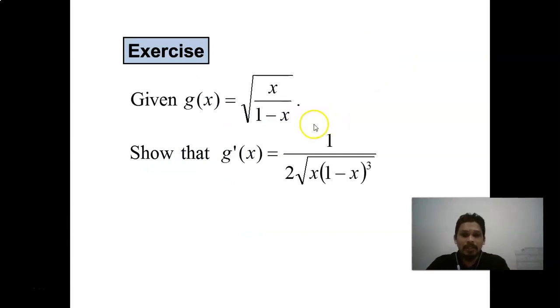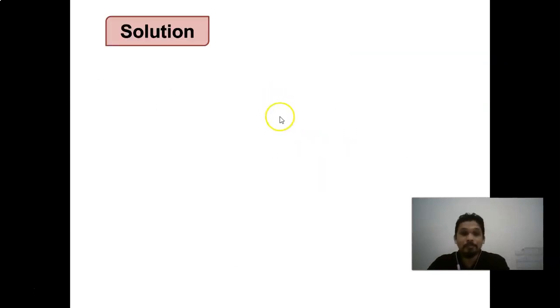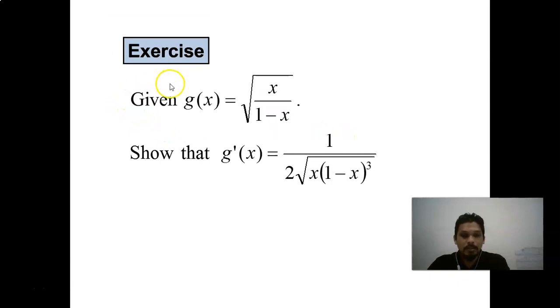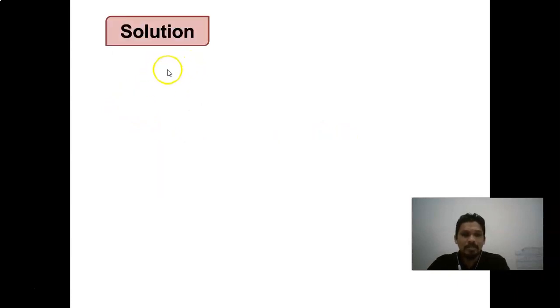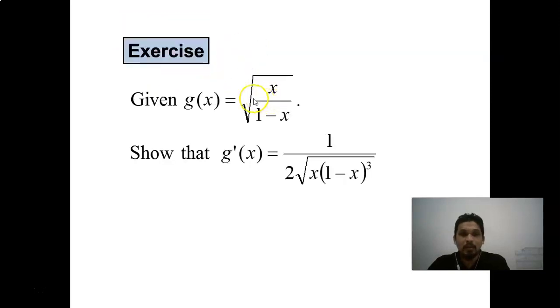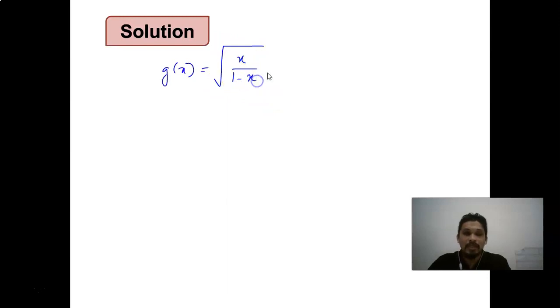Okay, show that g prime x equals this one. This one takes a bit of a long discussion here. We'll try. g of x equals the square root of x divided by 1 minus x. Okay, g prime x equals, we also consider this as x divided by 1 minus x to the power of 1 over 2.